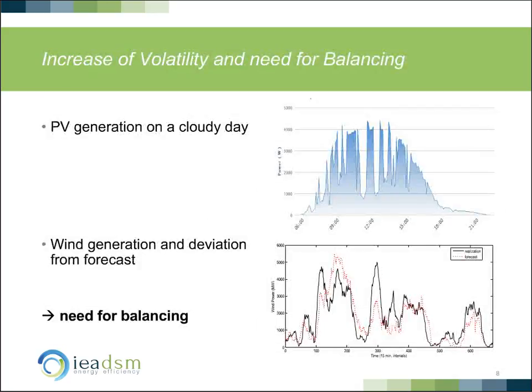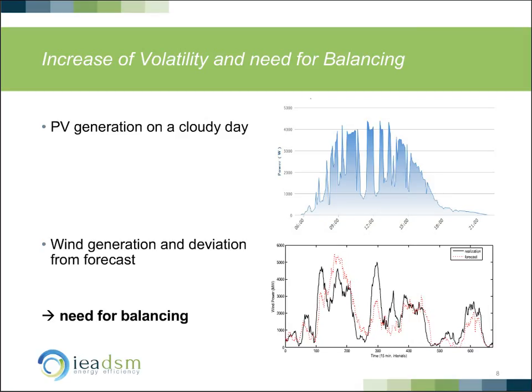And if you look at some examples, if you look at the PV generation on a cloudy day, then what you can clearly see is that the output is fluctuating considerably. And if not compensated, then it leads to instability in the grid.